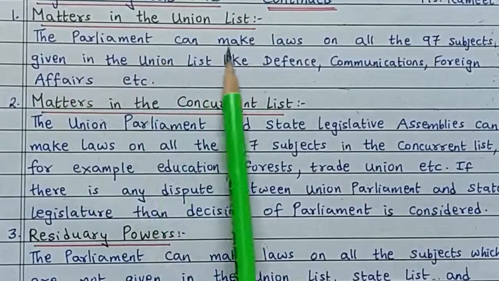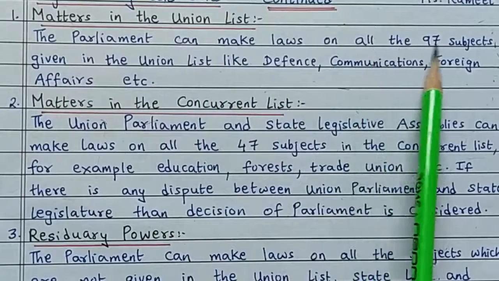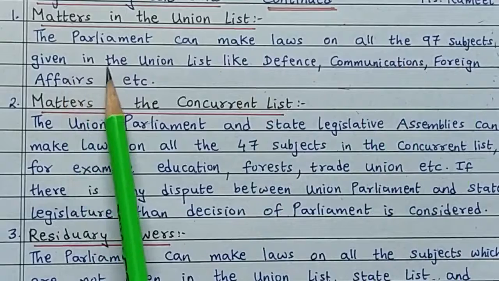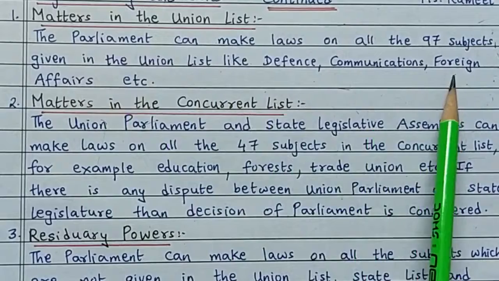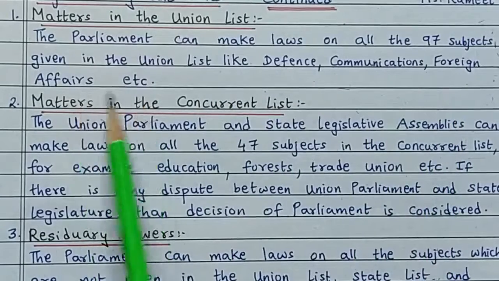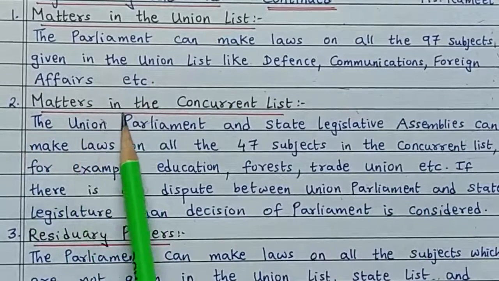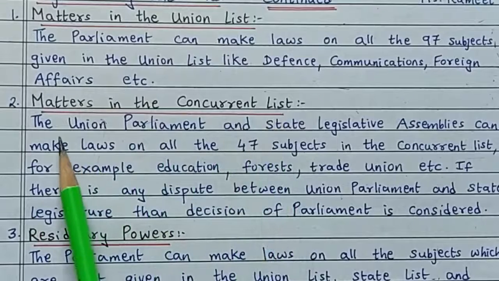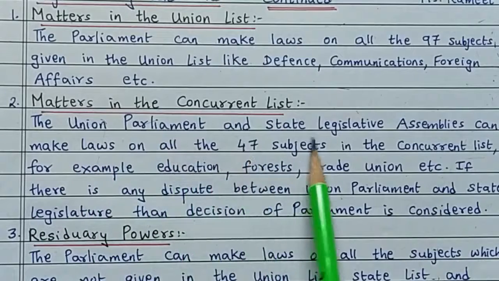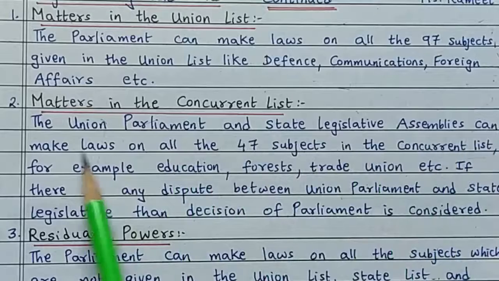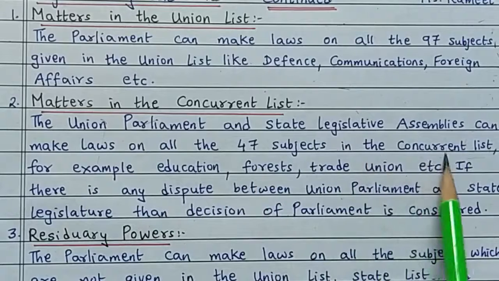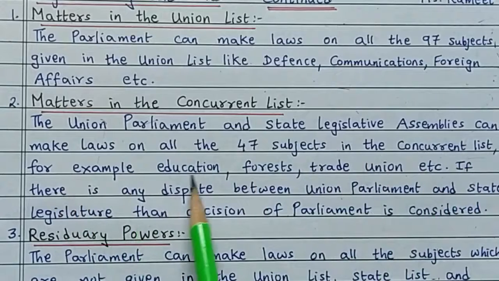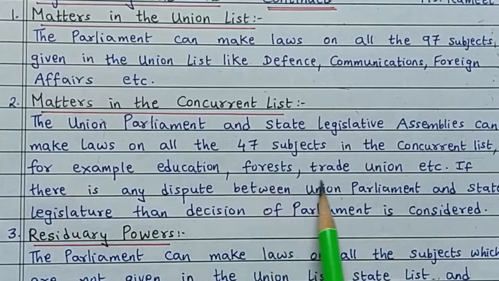The Parliament can make laws on all the 97 subjects given in the Union list like defense, communications, foreign affairs, etc. Second, matters in the concurrent list. The Union Parliament and state legislative assemblies can make laws on all the 47 subjects in the concurrent list. For example, education, forest, trade union, etc.